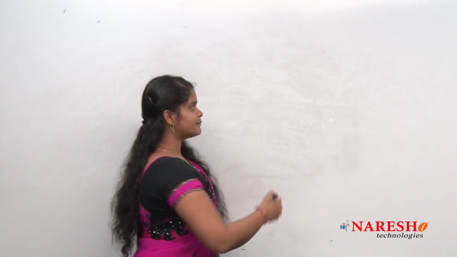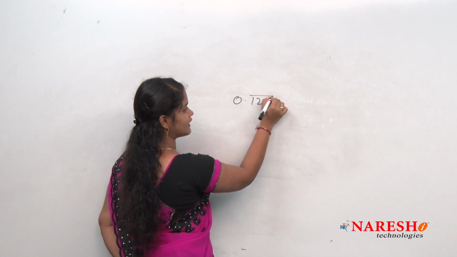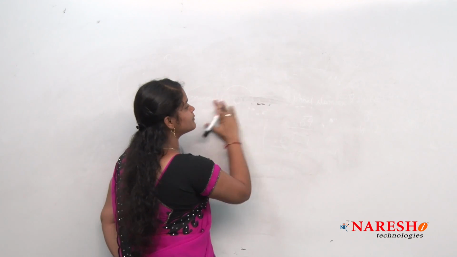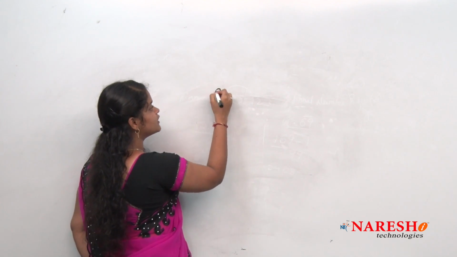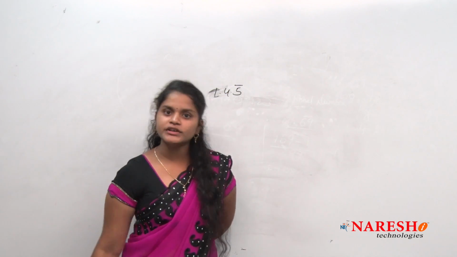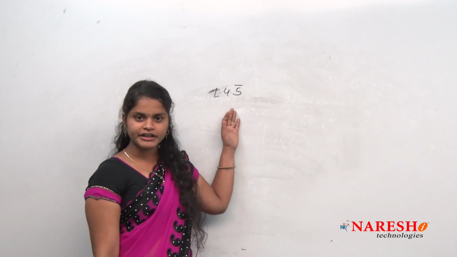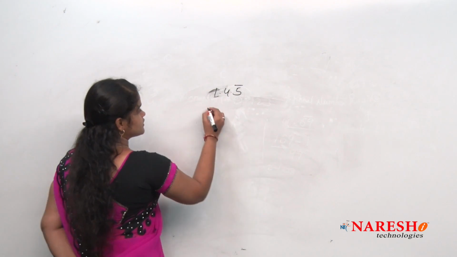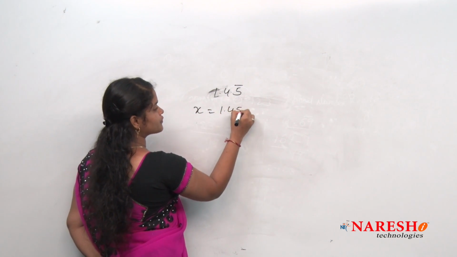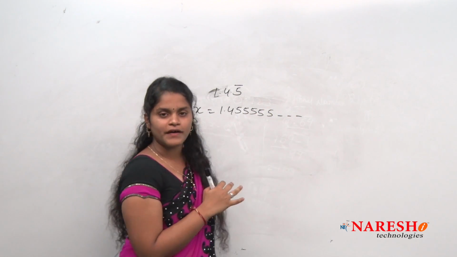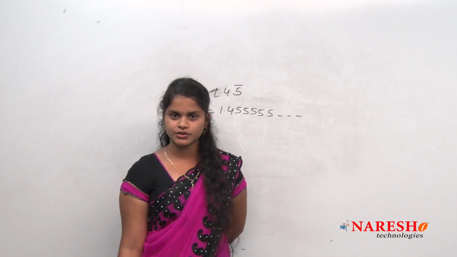Okay, fine. Before we saw examples like 0.123 bar, right? Means after decimal the entire number is having bar. For example, if the question is like 1.45 bar. Okay, the bar is only for 5 and now we are supposed to convert it in the form of rational number. So how can I do? See here. X is equals to what? 1.45555 so on. Okay, bar is only for 5 means 5 is the only number that is going to repeat.